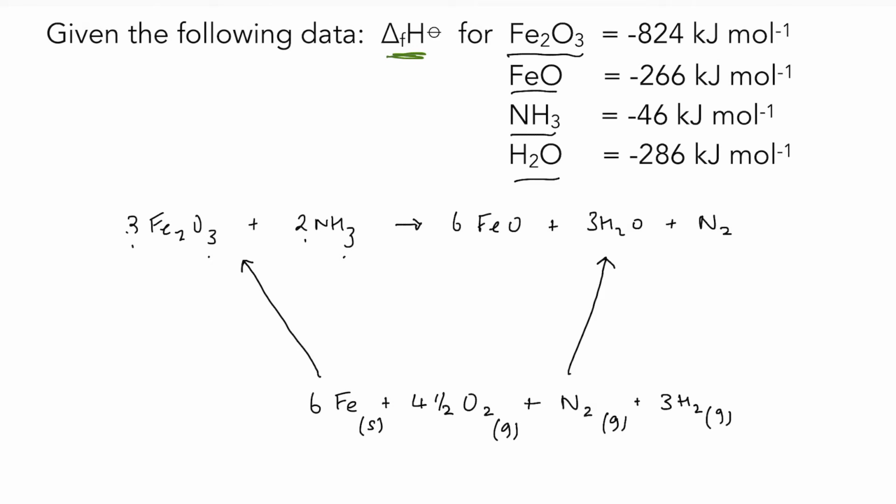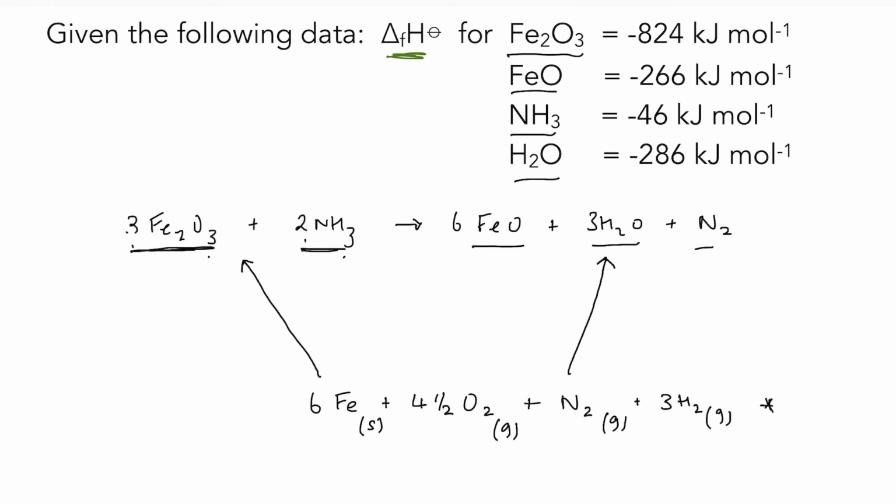So we have 6 iron, 4.5 oxygen, an N2 and 3H2 making 3 Fe2O3 and 2 NH3. And we have these same elements here also making 6 FeO, 3 H2O and an N2. Whichever way I look at this cycle, each equation individually balances and makes sense. So now let's put some numbers in.